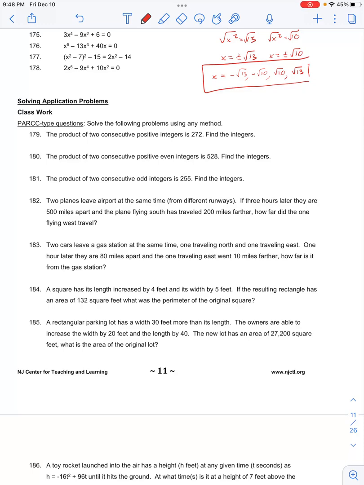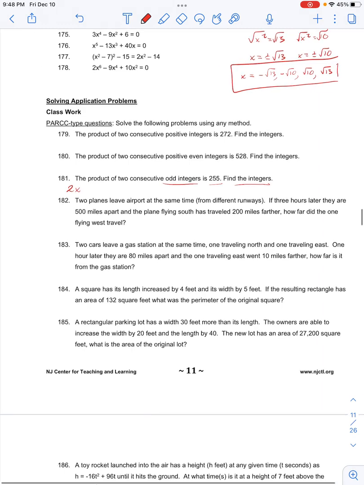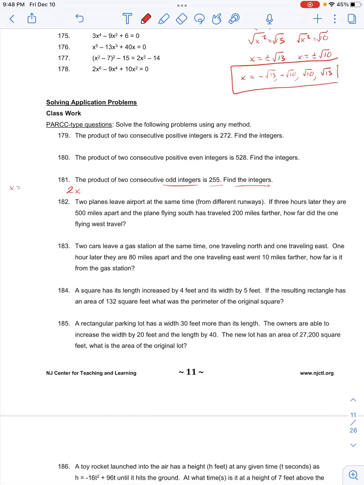Okay, number 181 in your classwork for quadratic equations asks: the product of two consecutive odd integers is 255, and we want to find the integers. So, when we have even numbers, we denote even numbers by 2 times x, where x is any positive integer, so like 1, 2, 3, 4, 5, 6, and so on.